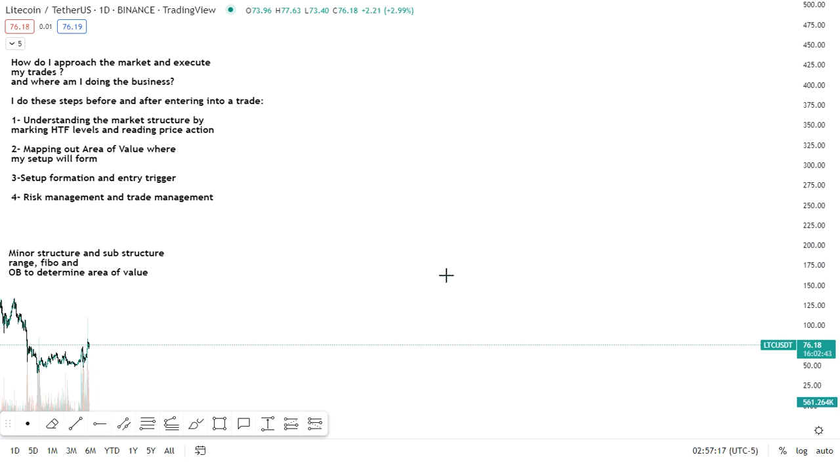To understand market structure, there are many ways. Some might use indicators like RSI, moving average, stochastic RSI, or many different indicators. And if you are a price action trader, you will basically use the price itself to determine market structure.